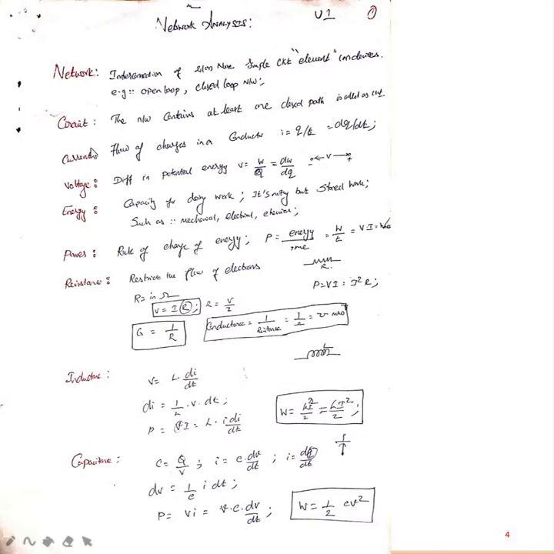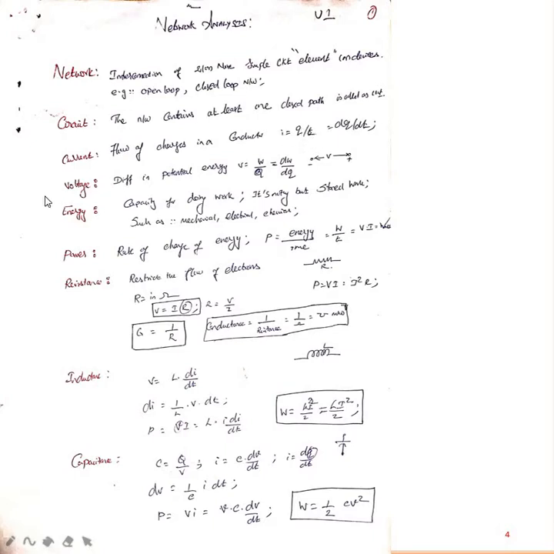The next one is current. Flow of electrons in a conductor, or flow of charges in a conductor, you can say is current. Another one is the equation: current is equal to charge per unit time. So the ratio of charge to time, you can say.